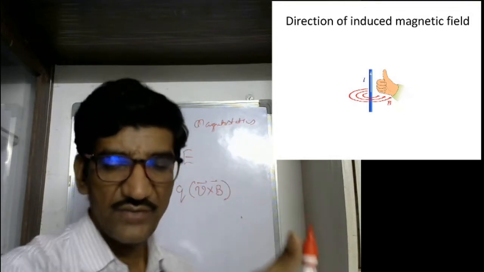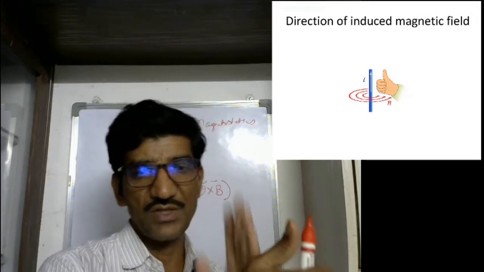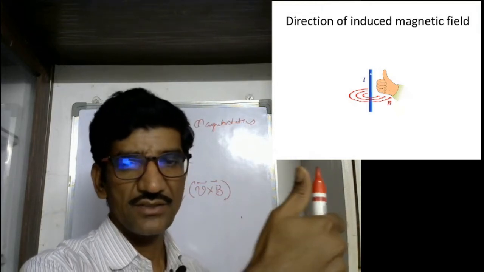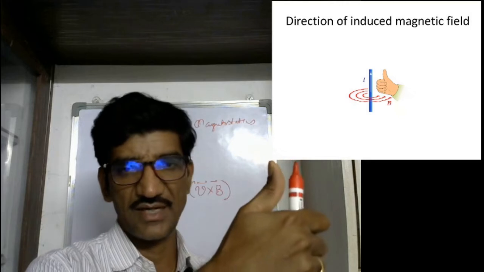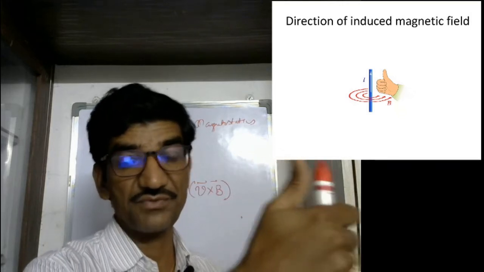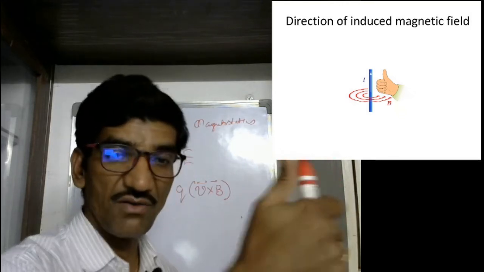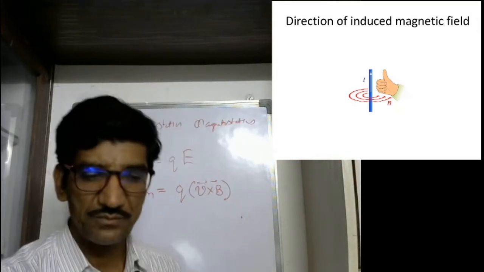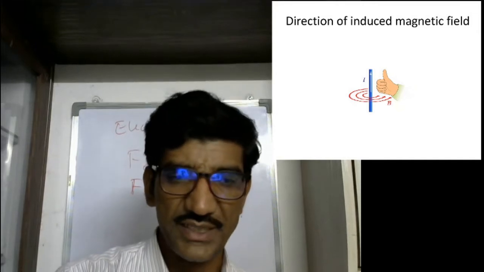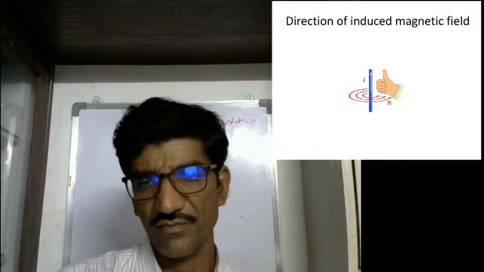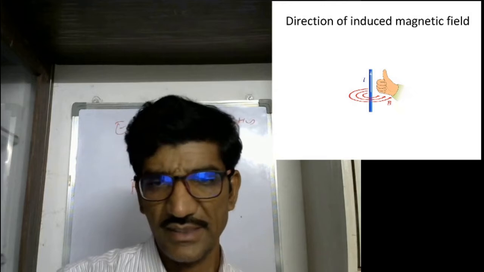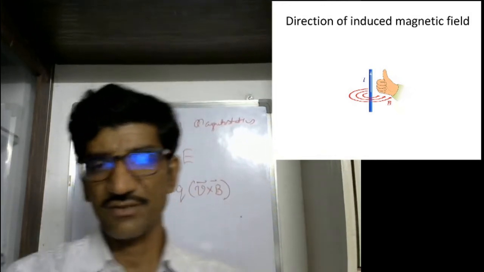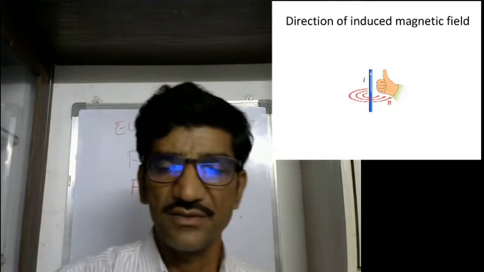Whenever the current is flowing upwards in the conductor, that means the current is flowing in the direction of your right hand thumb. Then the direction of your fingers will give you the direction of the induced magnetic field. That you can see in the slide also. This is the right hand thumb rule giving the direction of the induced magnetic field.